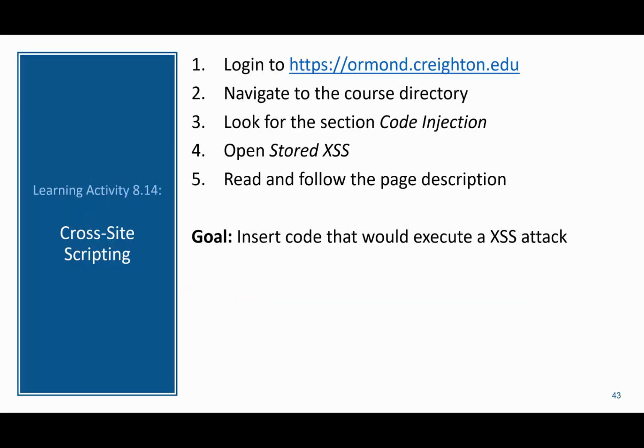So what I want you to do is try out one example on your own. So go to the code injection section on the server, specifically look for the stored cross-site scripting example, and then read and follow the page description. What we want to do is insert code that would execute a cross-site scripting attack. For those of you who have no knowledge of JavaScript, you're going to start with an open script tag and then close with a closing script tag, and then you're going to put your message in there. So just try to have a basic message of hello that's being displayed back to the user.